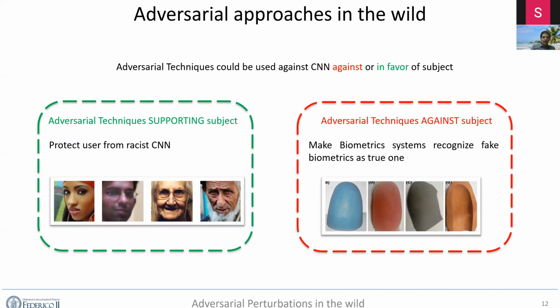The problem is that we can show that it's possible to use these techniques against or in favor of a subject if CNNs are used in this context. So I'm going to show you a couple of examples. The first one, when we want to use adversarial perturbation to protect the subject's privacy. And in the other case, we want to use the same attack, but against a CNN when deep learning is used to enforce security.